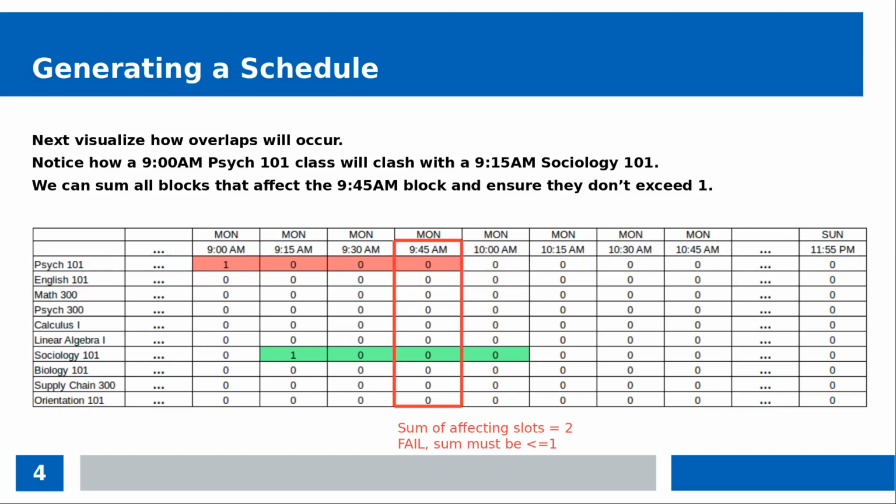So before we go into the branching algorithm, let's think about our constraints and how we prevent classes from overlapping on each other. So let's say that our algorithm or our solver, whatever we're using, looks at Psych 101 being at 9 a.m. and Sociology 101 being at 9:15 a.m. Now, let's look just at the 9:45 a.m. slot. So notice that the 9:45 a.m. slot is occupied twice, and therefore this is not what we want. We want only one class occupying that given slot.